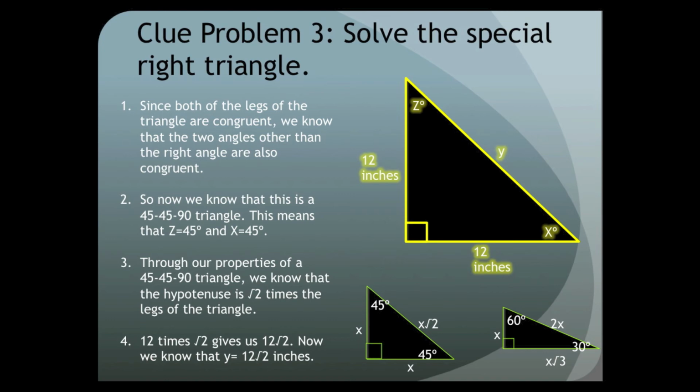Since both of the legs of this triangle are congruent, we know that the two angles other than the right angle are also congruent. So now we know that this is a 45, 45, 90 triangle. This means that the measure of angle Z is 45 degrees and the measure of angle X is also 45 degrees. Through our properties of a 45, 45, 90 triangle, we know that the hypotenuse is square root 2 times the legs of the triangle. 12 times square root 2 gives us 12 square root 2. Now we know that y equals 12 square root 2 inches, and we have solved this triangle.